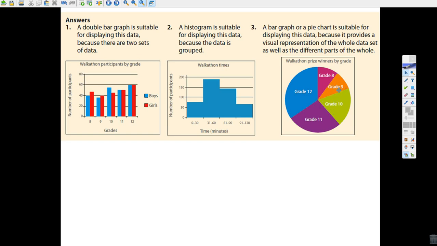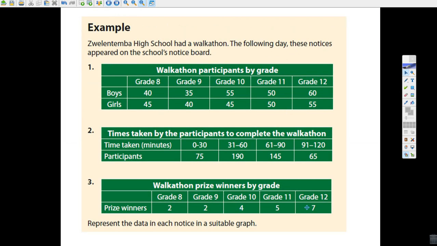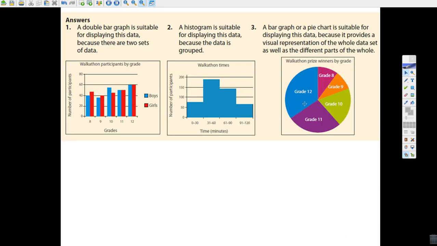So this slice here is 36. This is 36 for 2. And if you want to figure out how big the slice is for 7, you go 7 divided by 20, that's the fraction, and times it by 360 degrees. And that's how we get this big slice here. And you just measure it on your protractor.